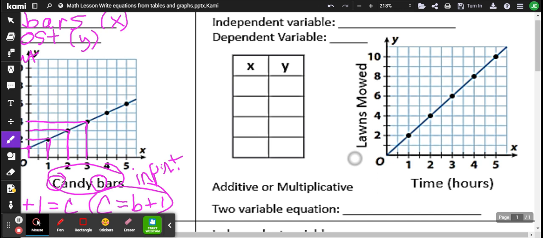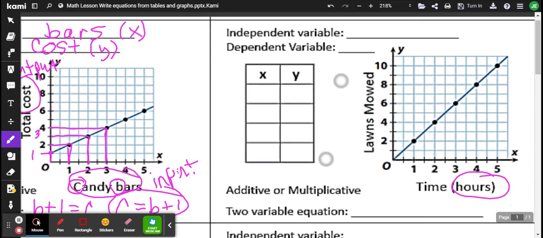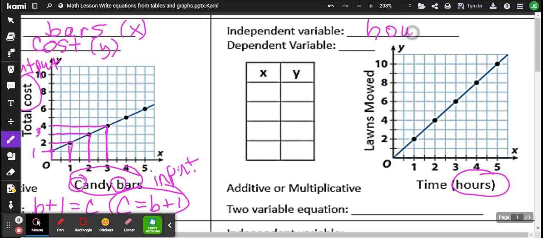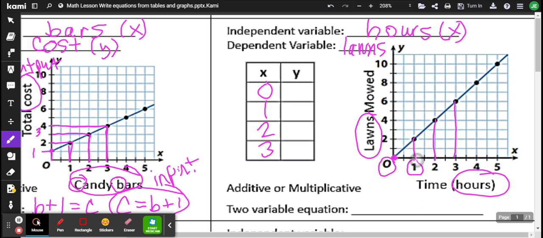So going to the second example, we have our independent variable of hours, and that is going to be located on the x-axis, and then the dependent variable of lawns mowed, we can use L for lawns. And starting with 0 for x, 0, 1, 2, 3. As x goes into the graph, then we have the output of 2, 4, 6.